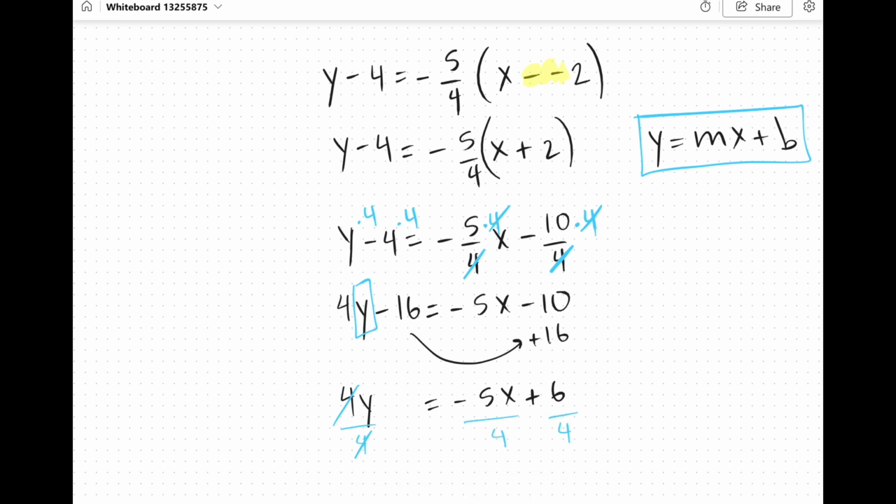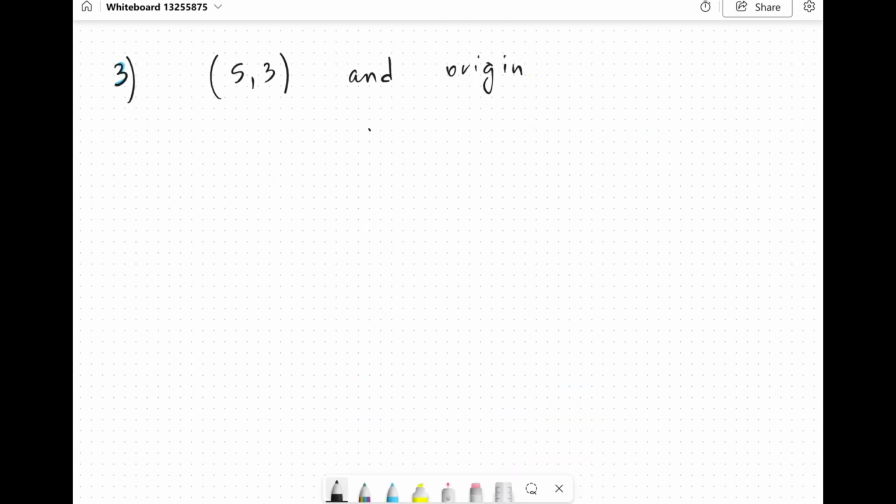And here is your final answer. y equals -5x/4 plus, and then this fraction can be simplified to 3/2. So this next question still wants y equals mx plus b at the end and gives you the following information.